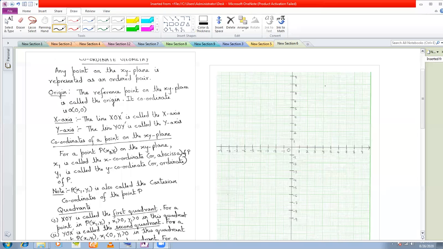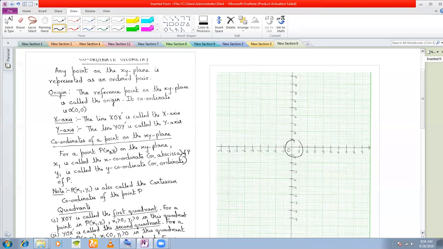The point of intersection of these two lines is this point. This point is called the origin, and this is my reference point. So the origin is the reference point, and we shall use this reference point to locate points on this graph, on this xy plane.